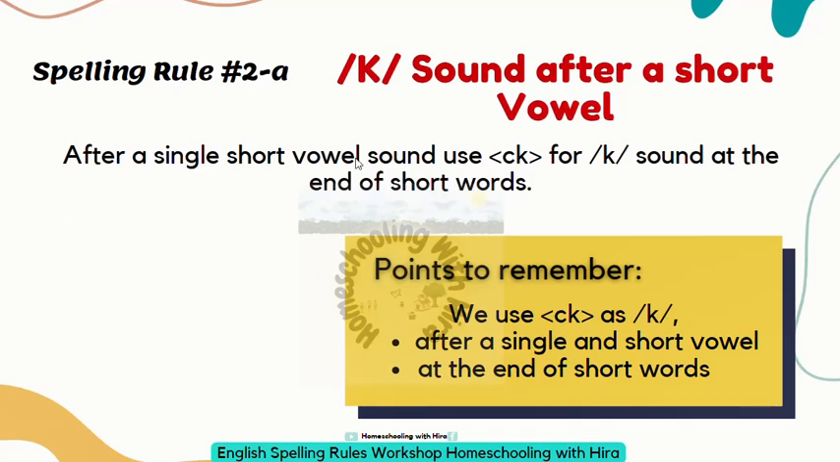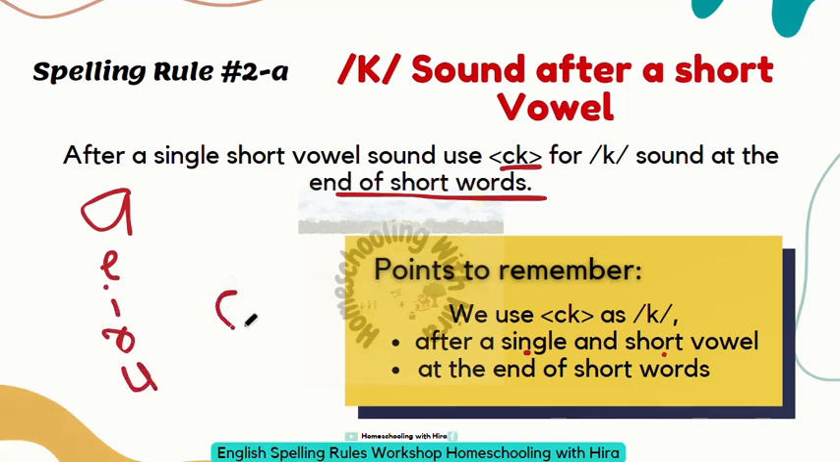So after a single short vowel, use CK for the k sound at the end of short words. Use of CK at the end of short words means monosyllabic words. If I just cut it short, we use CK as k after a single short vowel at the end of short words. What do I mean by single short vowel? When I say single short vowel, it means that I'm only talking about a, e, i, o, and u.